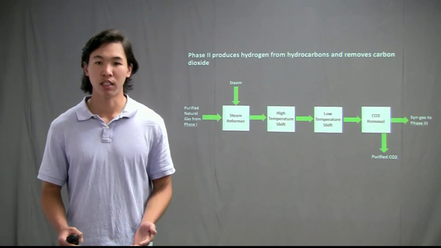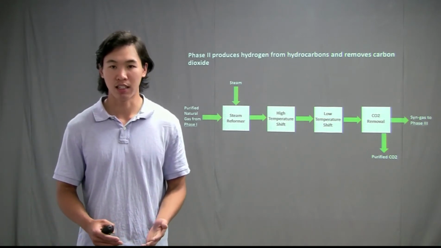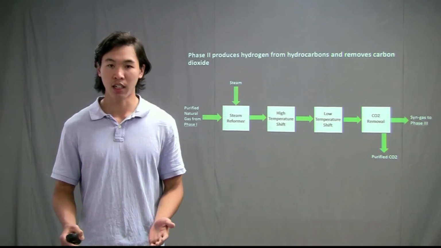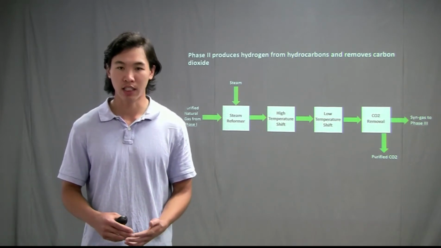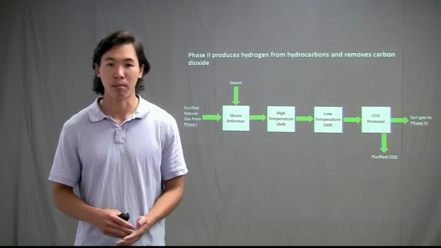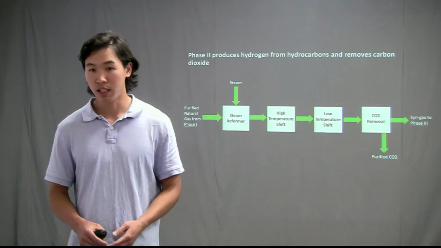The high temperature shift and low temperature shift utilize 2 different temperatures and catalysts to maximize hydrogen production. Remaining carbon dioxide is removed via cryogenic separation unit, which produces carbon dioxide at a purity of 99.9%, which is then sold as a byproduct.